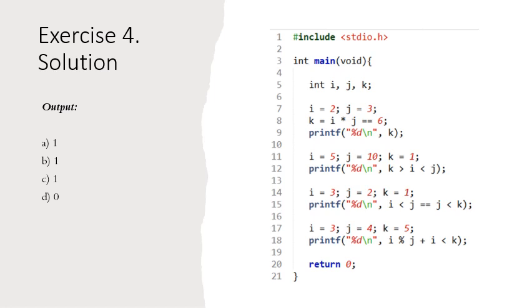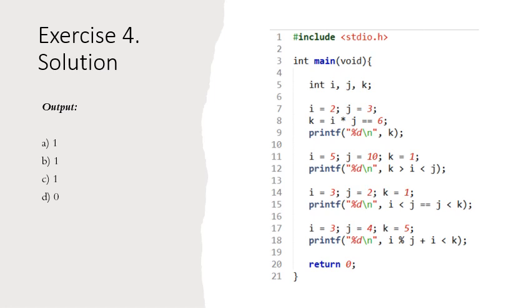We are testing whether the two zeros are equal, which, of course, they are, so that will return a 1. That's why we have a 1 in letter c here. And then for line 17, we are assuming a value of i = 3, j = 4, and k = 5.